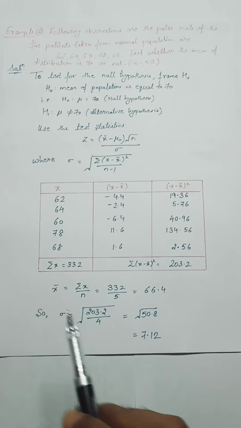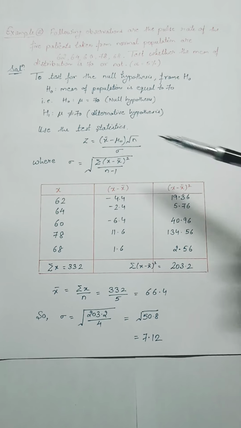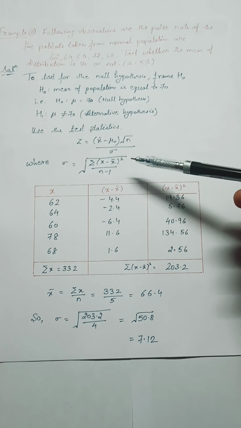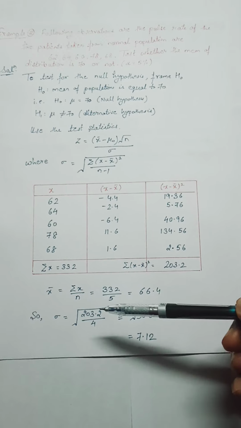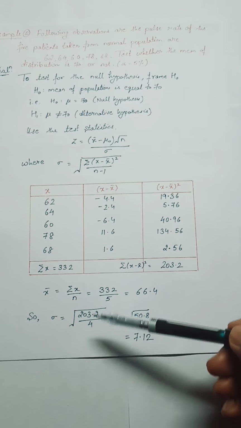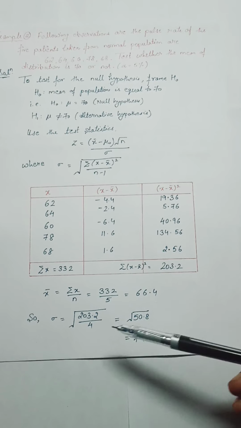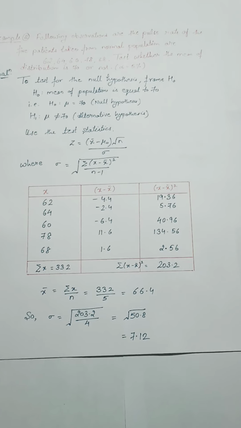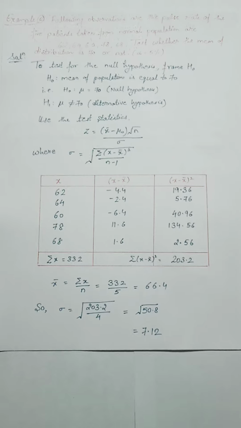Put this value in sigma. We have to find the standard deviation. That is the square root of summation of (x minus x bar) whole square, that is 203.2 upon n minus 1. N was 5, 5 minus 1 will be 4. Divide this, that is 50.8. And the square root of 50.8, when we find it by long division method, will be about 7.12.